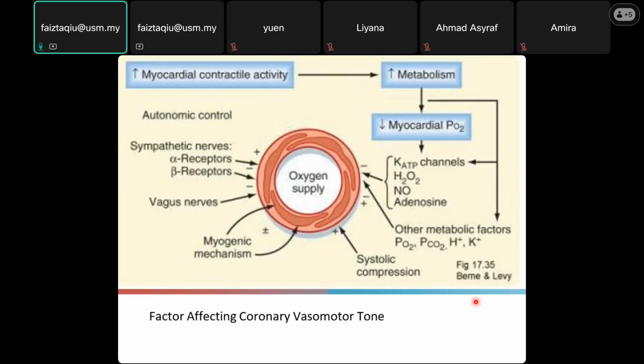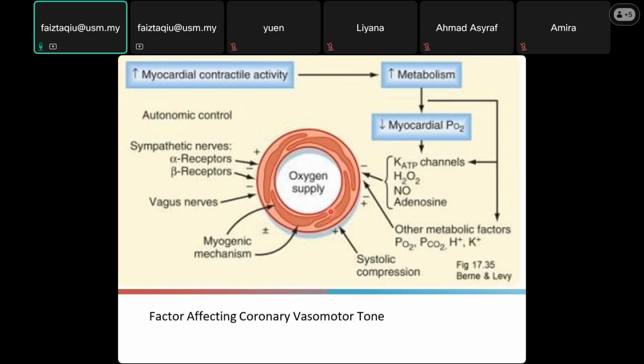So this is the summary. The diagram summarizes the factors that affect the coronary vasomotor tone, the regulation of coronary artery diameter and consequently blood flow to the myocardium. So it has 4 basically, their effects.